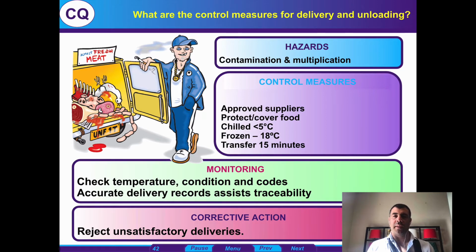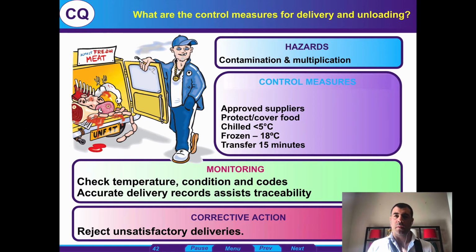Make sure the food is protected and covered. Chilled food must be delivered under 5 degrees and frozen food at minus 18 degrees. And you need to transfer the food from the delivery vehicle into your own refrigeration facilities within 15 minutes. Now I also need to emphasize that these are recommended temperatures and time.